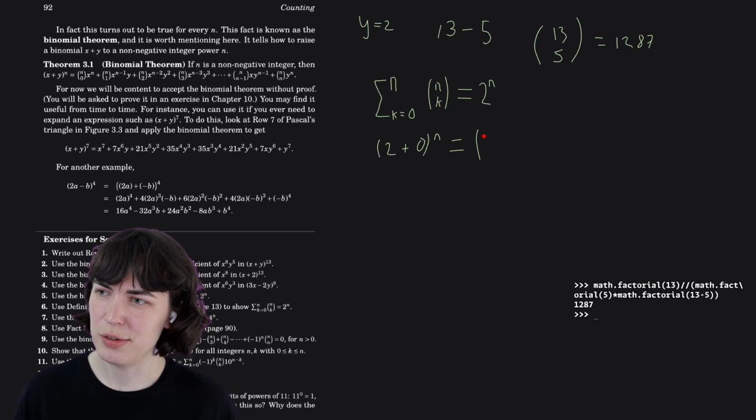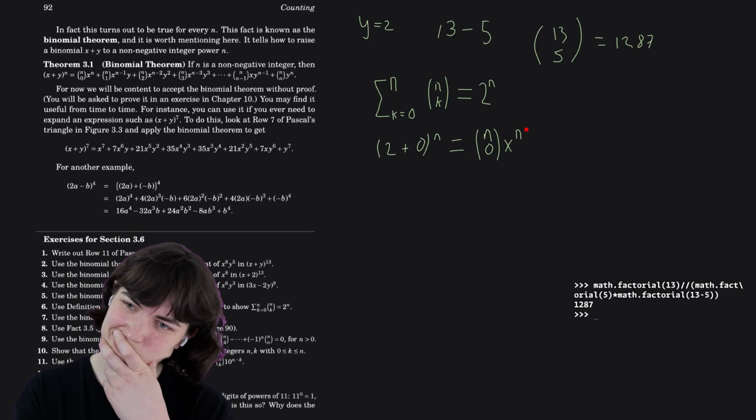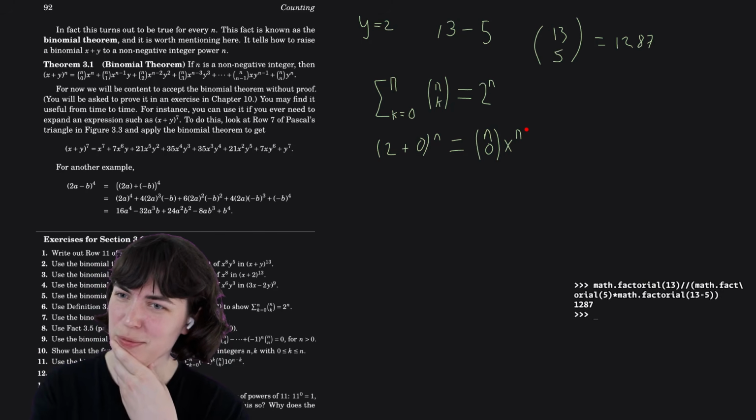So we end up with n choose 0 times x to the n. I really thought I was going somewhere with that.